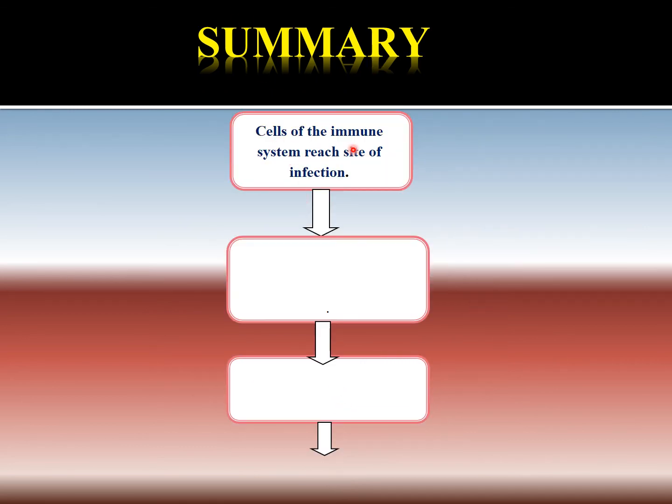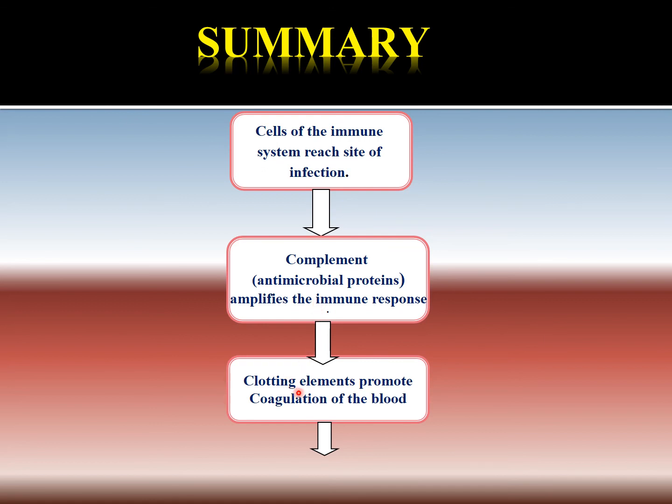When the cells of the immune system reach the site of infection, the complement system will be activated, such as C3 and C4, to remove and eliminate the microbe and amplify the immune response. Then the clotting elements will be produced and promote the coagulation of the blood. Then the final step of the inflammatory response will be healing the tissue damage.